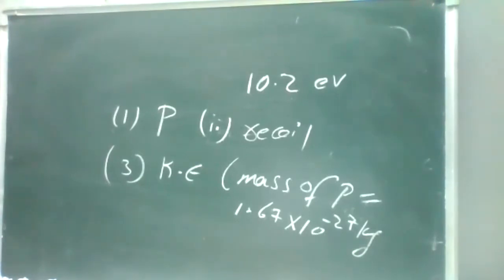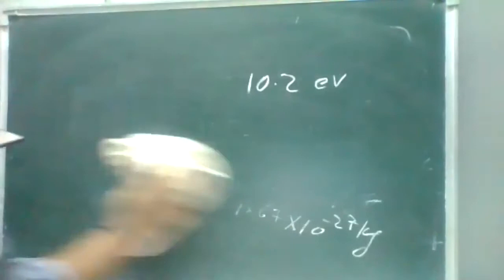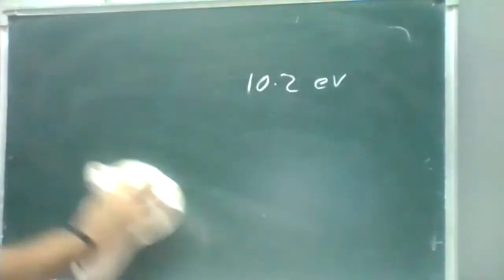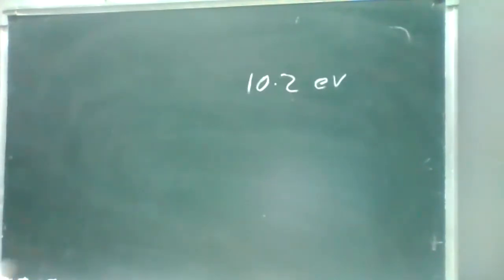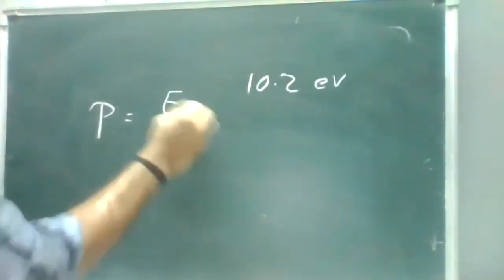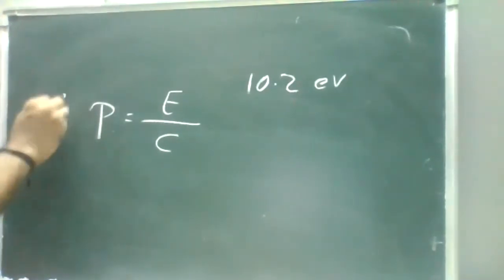Okay, first we'll find the momentum of the photon. The relation for the momentum of a photon, and they have given the energy. Whatever we are discussing here is in vacuum or free space. So the relation is momentum P is equal to energy by c, P is equal to E by c. Try to find momentum from this relation.